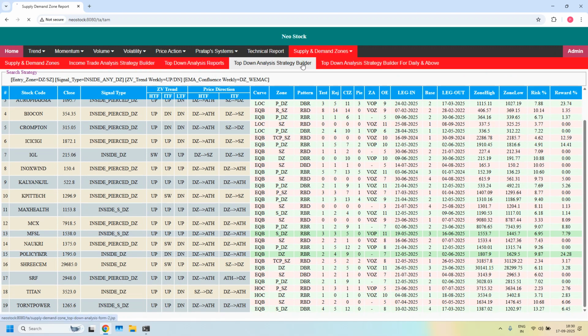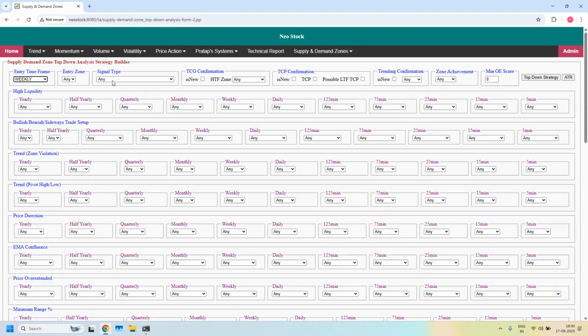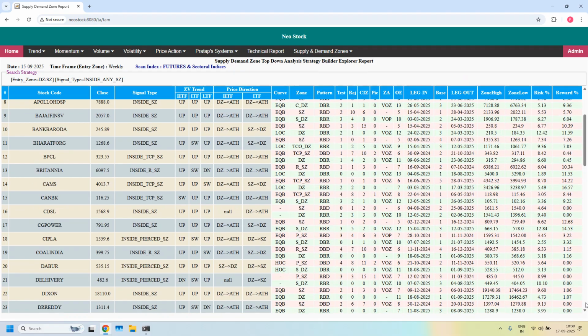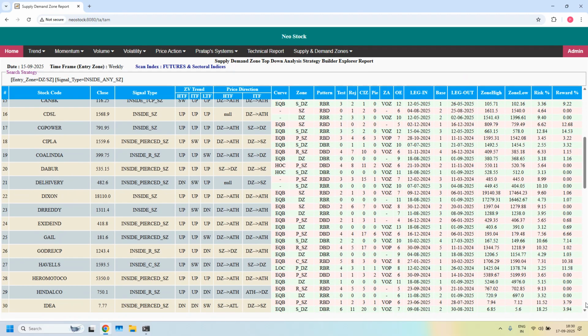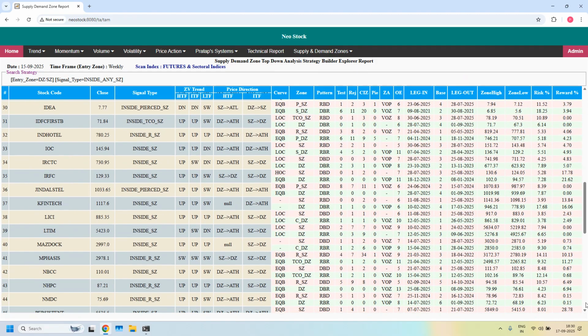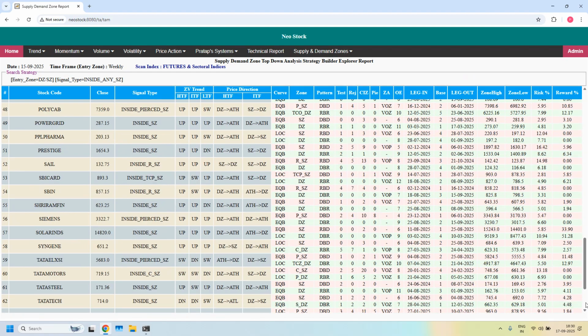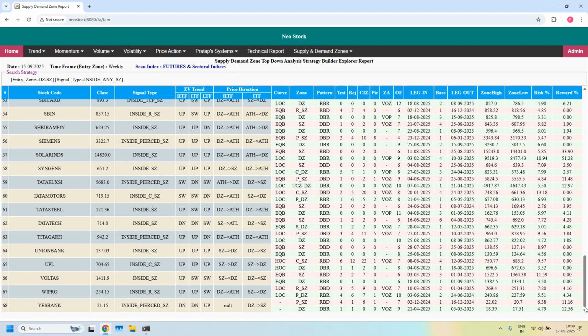Okay, next, price closed inside the weekly supply zone. First 15 stocks in the list. I am scrolling the list down. Total 68 stocks are filtered.